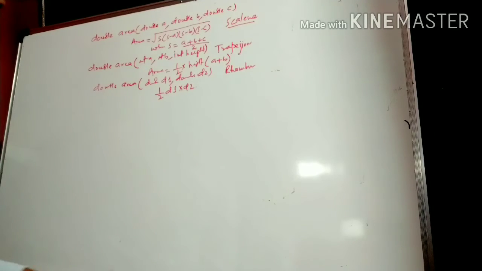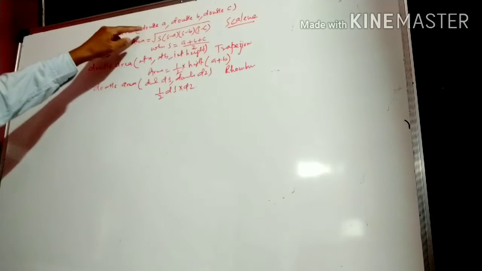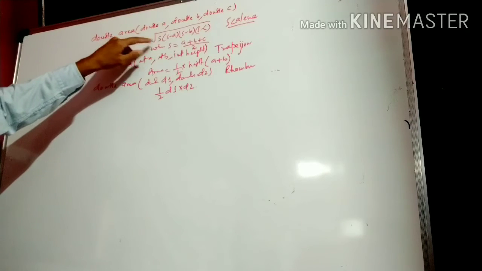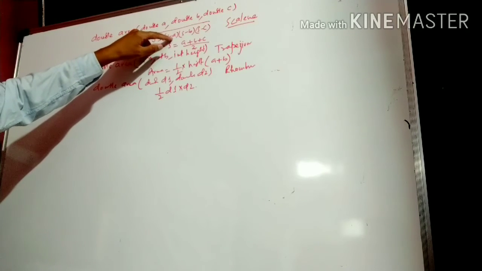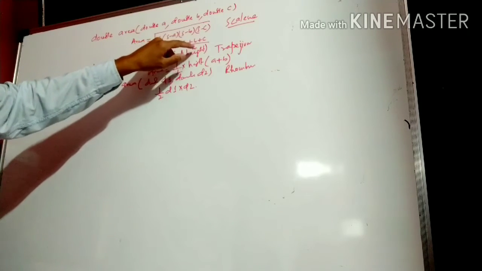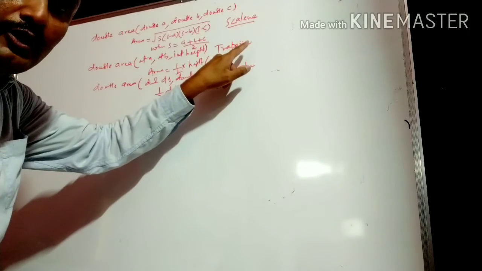Children, this is the next question related to method overloading. You have to find the area of a scalene triangle. Here the parameters, our signature, are double a, double b, double c, where area equals under root s into s minus a, s minus b, s minus c, where s is equal to a plus b plus c by 2. Next is double area, that is the area of a trapezium.